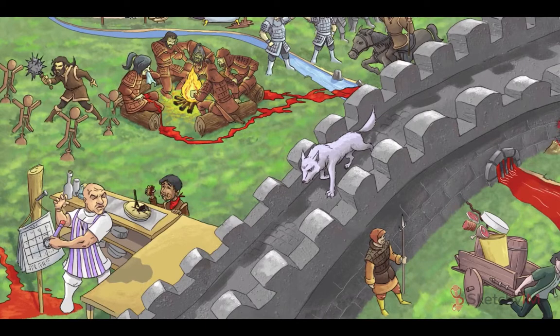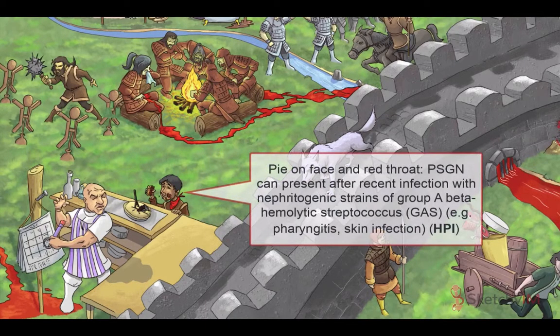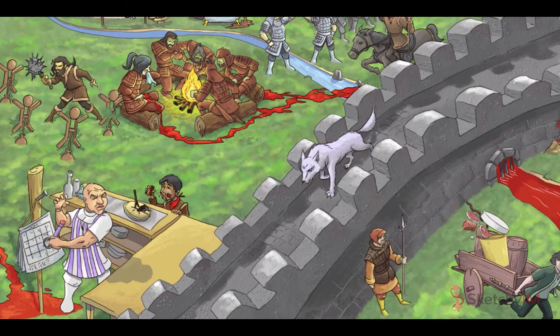Post-strep glomerulonephritis, on the other hand, presents after an infection with certain nephritogenic strains of group A strep. So over at the strep pyogenes pie shop, we've shown 2 of these infections. Strep pharyngitis, aka strep throat, which is symbolized by that red throat bandana, and, secondly, a strep skin infection, symbolized by that crusty rash of pie filling on his face.